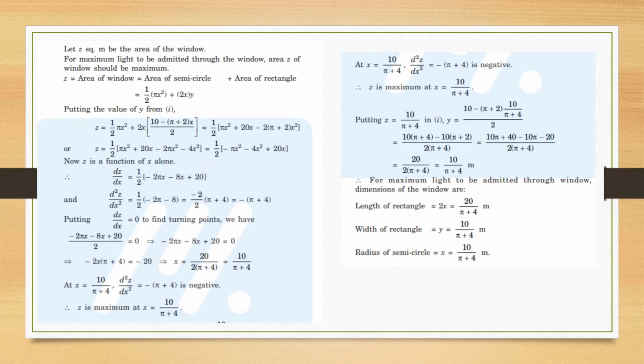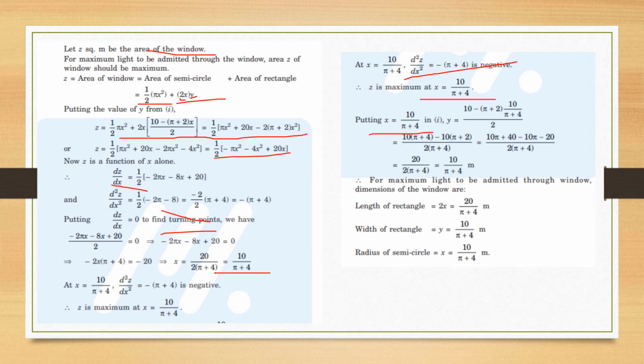Now z is the area of the window. Area will be the area of the semicircle plus the area of the rectangle. See carefully that one side is 2x and the other is y, so that is length into breadth. Now use that y value to change this complete expression in terms of x. Now dz by dx, second derivative, critical point turns out to be 10 upon 4 plus pi, and the derivative turns out to be negative, means it is maximum.